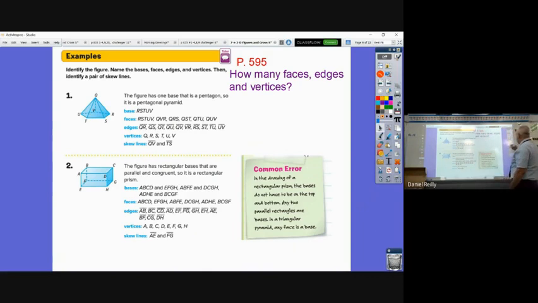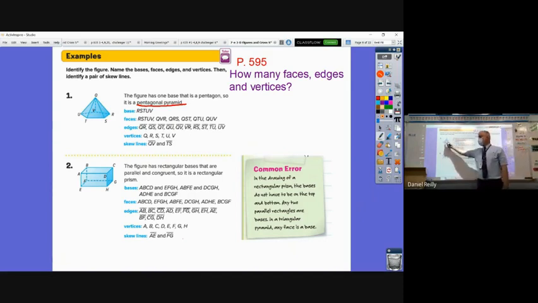So this figure in the examples here, this one is a pentagonal pyramid. Why is it pentagonal, or pentagonal, some people would say? Because the base is a pentagon. And it's triangles that come to a point. So it's a pentagonal pyramid. Now this says name the bases, faces, edges, and vertices. I'm just going to ask you how many there are.